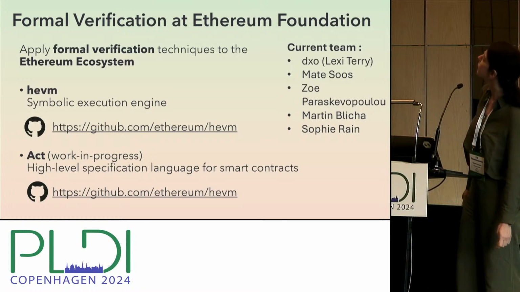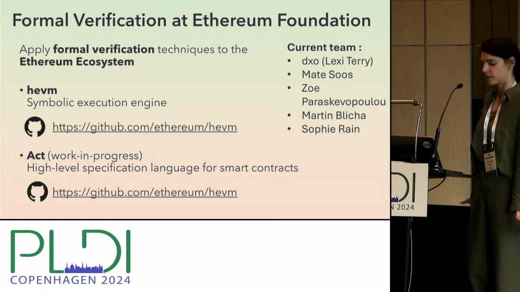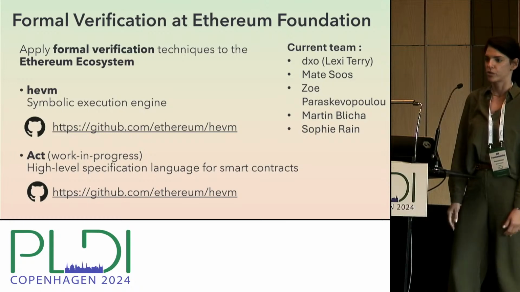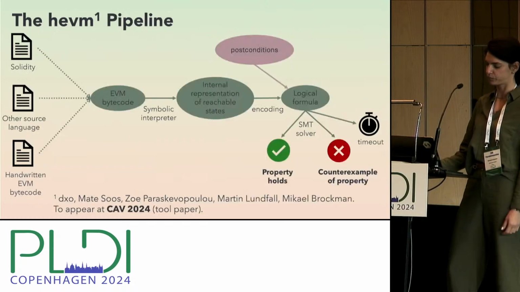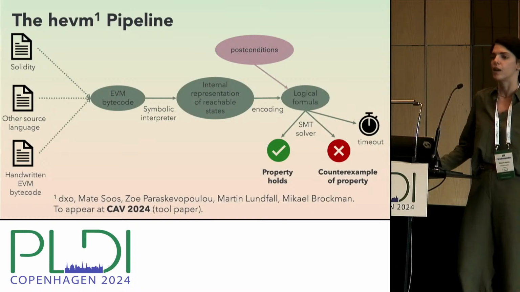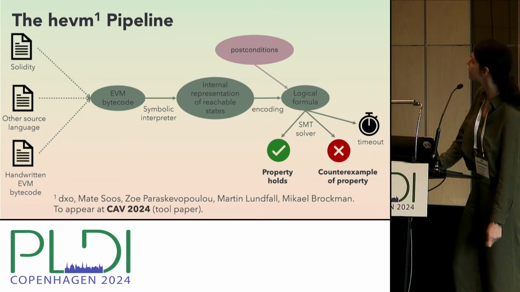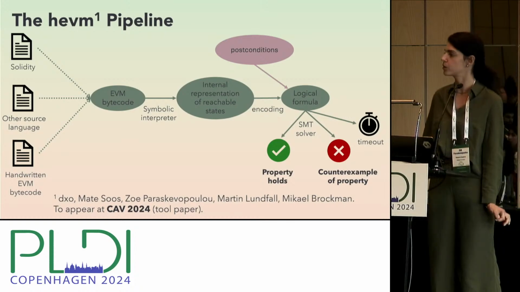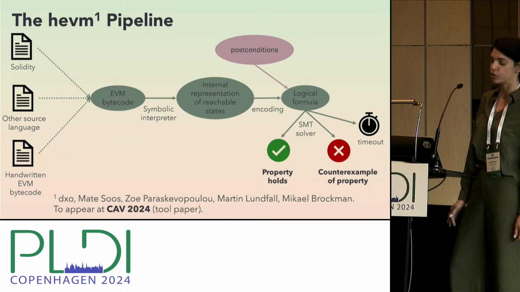And I will speak a little bit about the 2 main tools that we are developing these days, and then also about our open positions and how it is working with the group. So the first tool is HEVM. It's a symbolic execution engine written in Haskell for EVM bytecode. We have a paper about it that is going to appear at CAV this coming July.